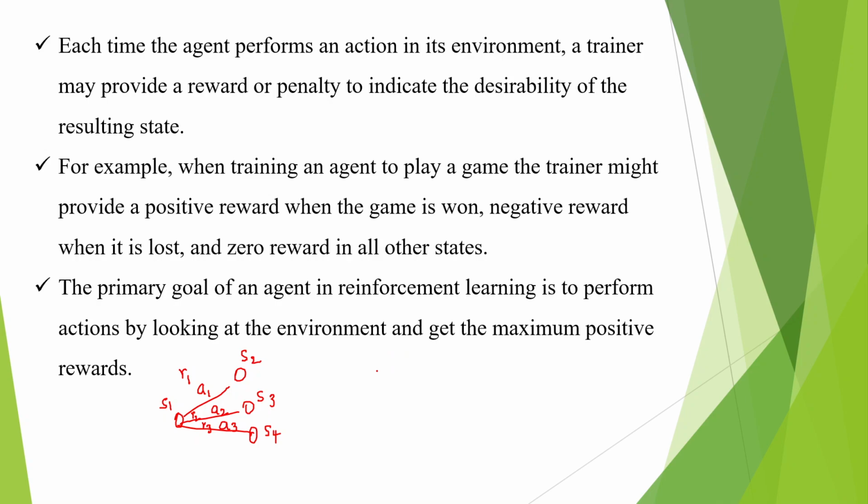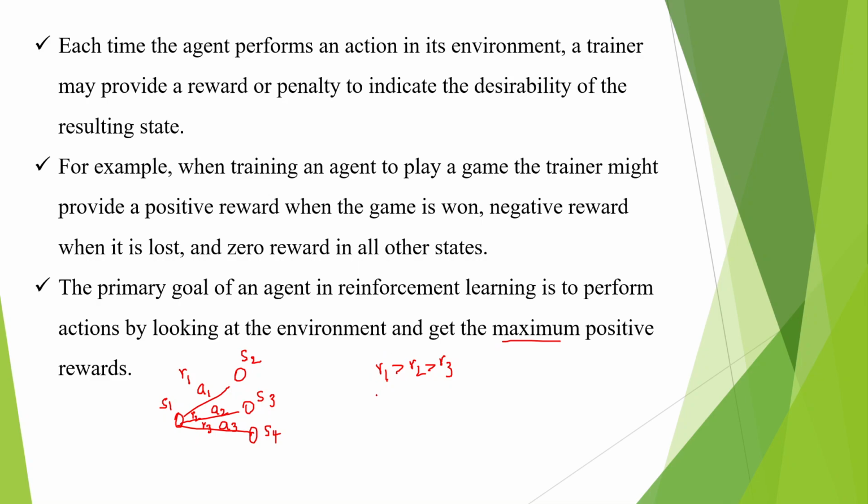So over here, let us assume R1 is greater than R2, which is greater than R3. Like this we have. So which one is the greatest? R1 is the greatest. So when the agent is at S1 state, it always wants to perform an action leading to the highest possible reward, because we programmed our agent in such a way to always try to get the maximum positive reward.